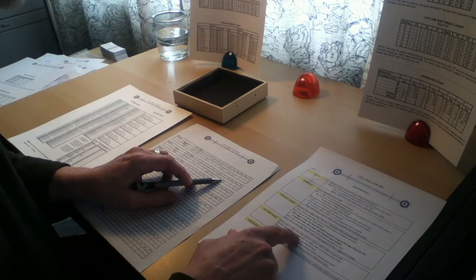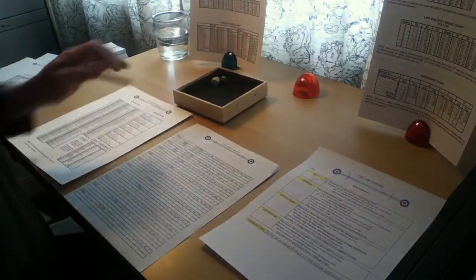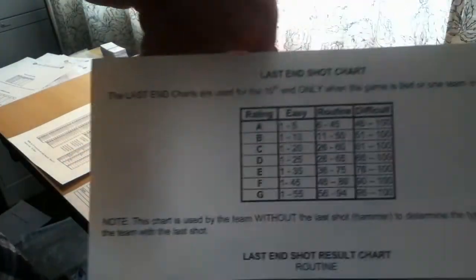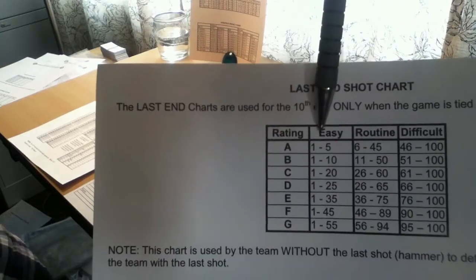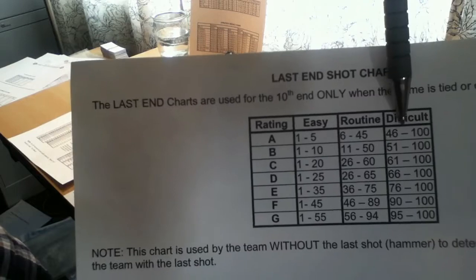And there's no dice roll adjustment. I'm referring to the last end chart. Okay, so we roll. The roll is a 67. Ontario's an A. So you get easy, routine, or difficult. So roll a 67, so it's a difficult. So that means that Manitoba is going to have a difficult shot.